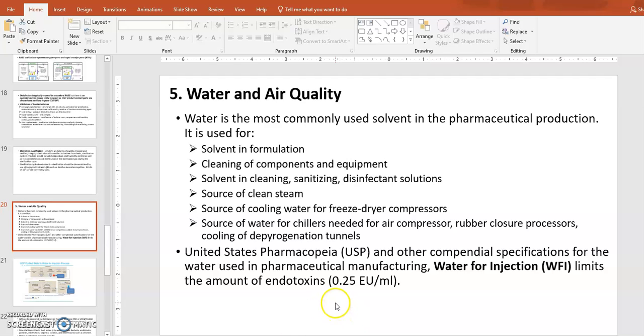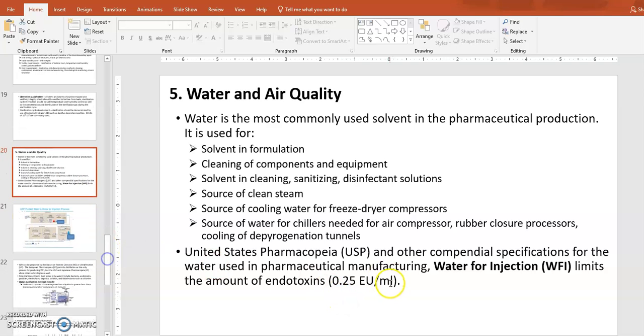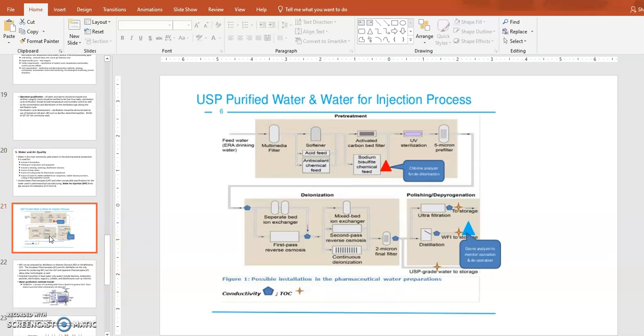Okay, so then what kind of water should you use? According to US Pharmacopoeia, the water should be good enough that it can be injected into a human body without causing any problem. So it's water for injection, the water required for your manufacturing, WFI. And the endotoxin, you cannot have a lot in there. So only 0.25 EU per mL is the required amount of endotoxin. So of course, less than that is fine.